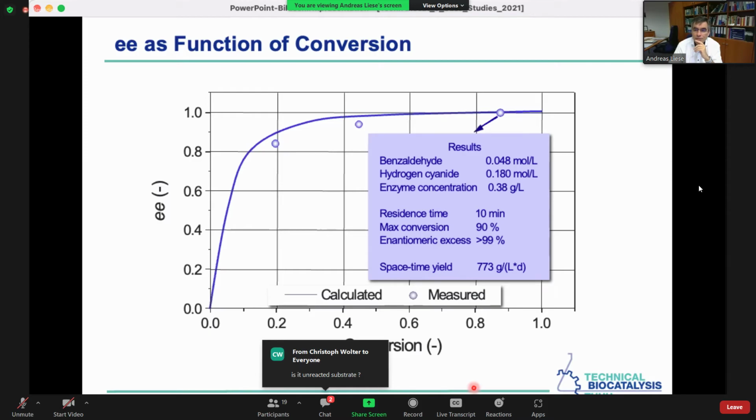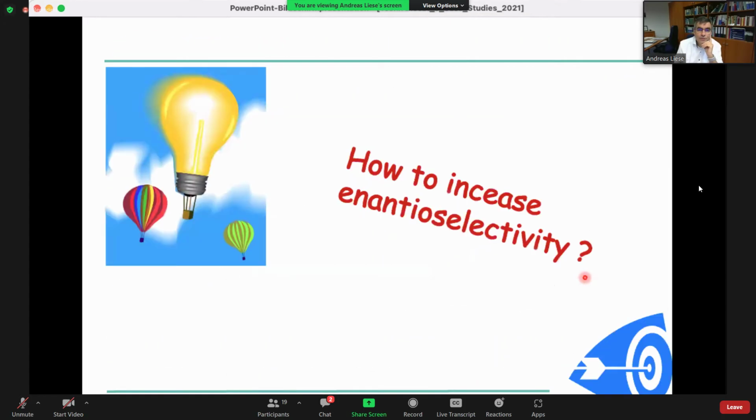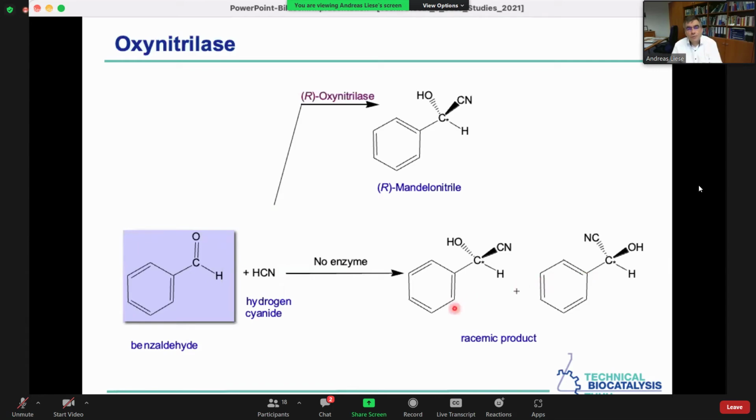Is it unreacted substrate? Well, let me just go back. That was our reaction. This is the unwanted racemic reaction, non-catalyzed, running in water. And we had said if we reduce the pH, if we have acidic conditions, if we have low temperature, then this reaction is reduced in rate, and we select for the biotransformation, just producing the mandelonitrile.